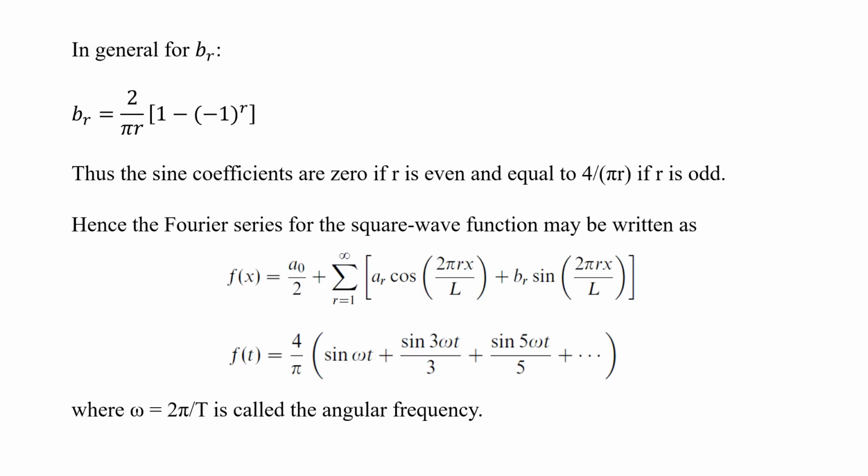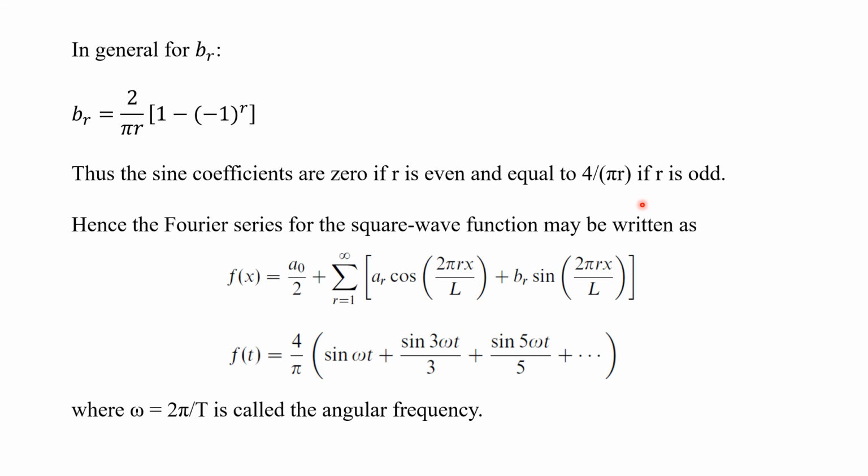We can solve for r up to infinity, but in general, for b_r, you will find this expression. This is the general form for the solution of your b_r. You have 2 over pi r times 1 minus negative 1 raised to r, and the sine coefficients are 0 if r is even. As you can see, for b2 this is 0. For b4, it's also 0. For b6, it's also 0. And this is equal to 4 over pi r if r is odd. For example, for your b1, you have 4 over pi.